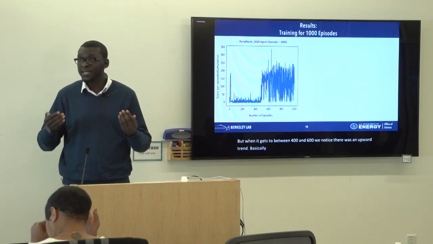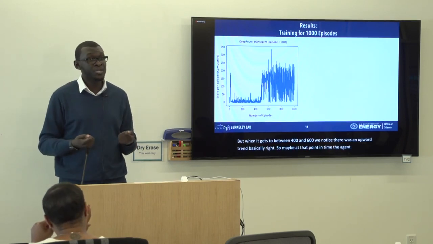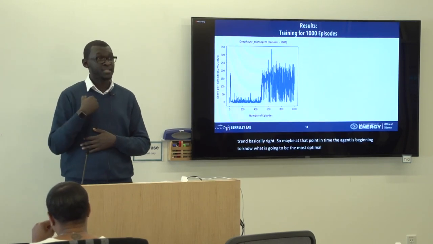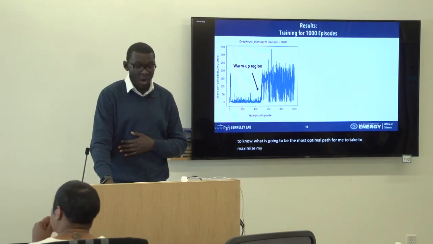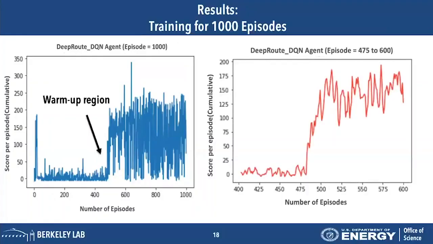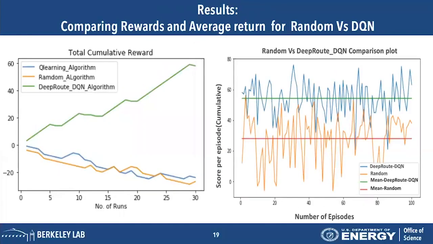So maybe at that point in time, the agent is beginning to know the most optimal path to take to maximize my reward. We call that the warm-up region. We zoomed in a little bit and did the rolling mean, where we confirmed that between 475 and 600, we had an upward trend of these scores per episode. We also did a cumulative reward and compared the random Q-learning initial situation with the DQN, and it was clear that the DQN was always going up.